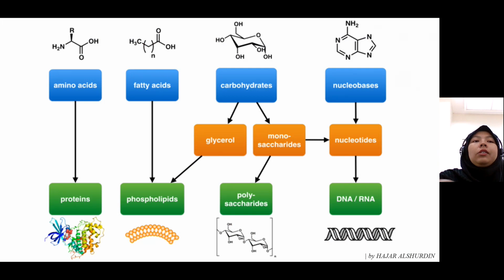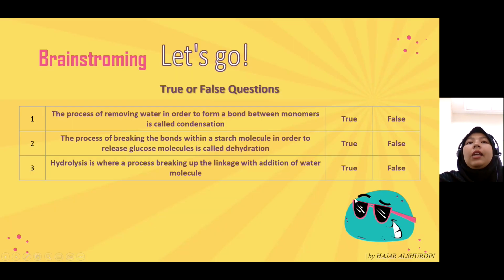Okay, so these are examples of monomers and their polymers. Amino acids, when they form polymers, will form protein. Fatty acid later will form the phospholipid. Carbohydrate is categorized into two: glycerol and monosaccharide. For glycerol, they will form phospholipid. Meanwhile, monosaccharide will form polysaccharide. And nucleobases will form nucleotides, and later the polymer is called RNA or DNA.